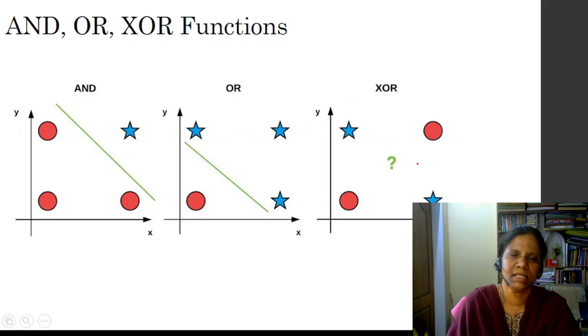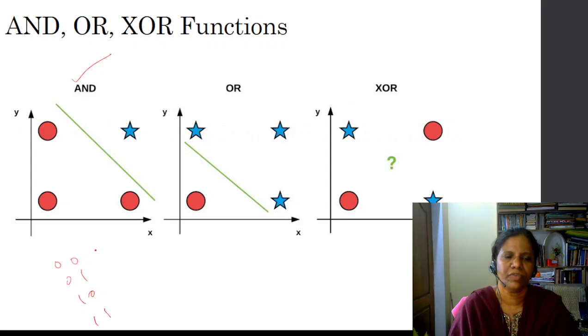Now we shall see three examples, the familiar gates AND, OR and XOR. Let me explain only this AND gate. The other two you can check on your own. In the AND gate, there are 4 points, two inputs on the x and y axis: 0 0, 0 1, 1 0, 1 1. We know for 0 0 the output is 0, 0 1 output is 0, 1 0 output is 0, 1 1 is 1. This is the AND gate output.